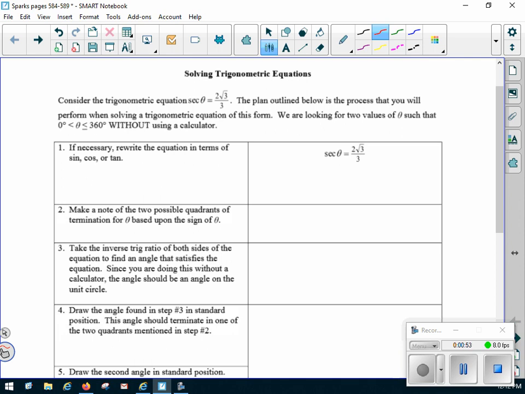We're just going to start. Consider the trig equation secant theta equals 2 root 3 over 3. Now, Sparks outlines a process, and he takes you through this process once or twice, I can't remember. I don't use his process because I just kind of have it in my mind of how I do it, but I'm going to walk you through it the first time, okay?